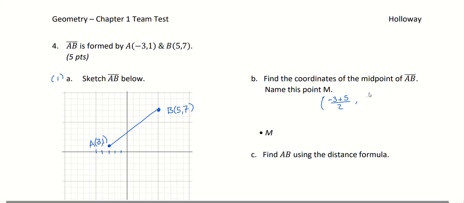And for the y's, same thing, right? 1 plus 7 divided by 2. What's 2 divided by 2? And what's 1 plus 7? 8 divided by 2. Boom, look at that. We have our midpoint. Now, there's another way to do it, but I'm going to plot it here. We could have just counted, but I want the math, right? Because if I give you points that are really far away, I don't want you to have to draw it and count it out.